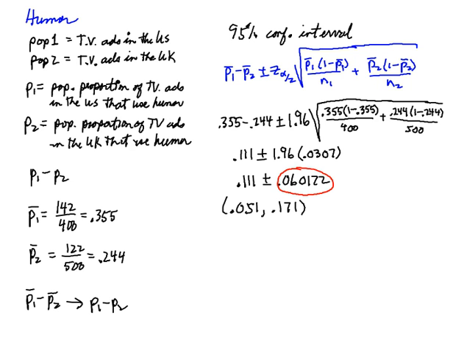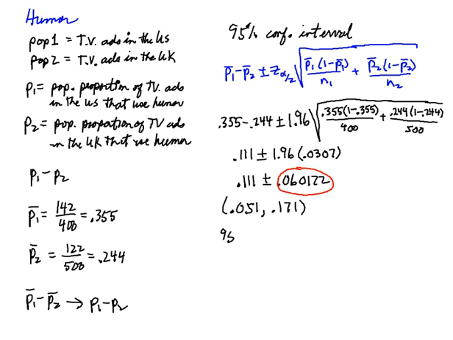Now, just to stop for a moment, it appears that there is a 11.1% difference between the percentage of TV ads in the United States using humor and that of the United Kingdom. This 11.1% could be off as much as approximately 6% margin of error. In other words, the real difference in percentages is somewhere between 5 and 17%.